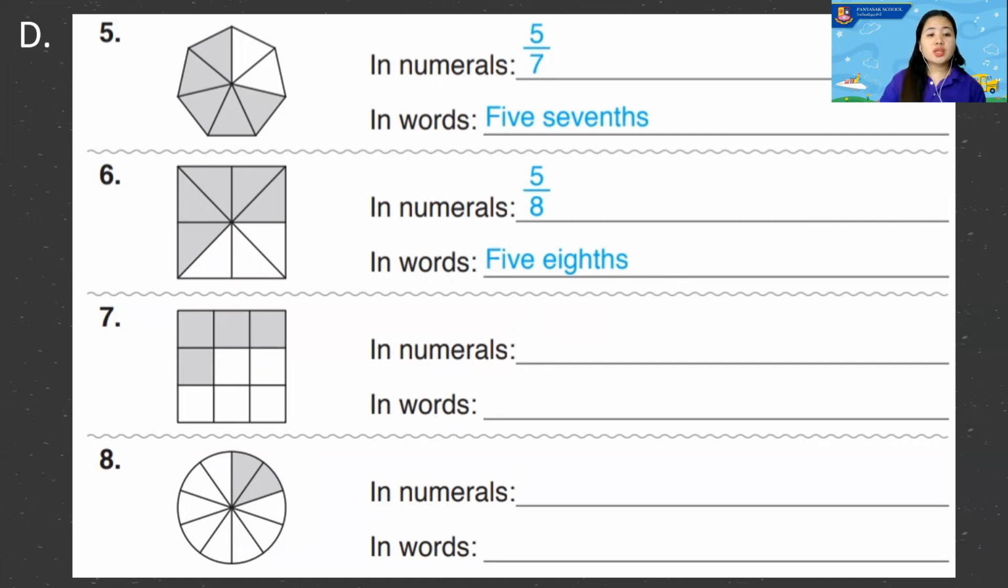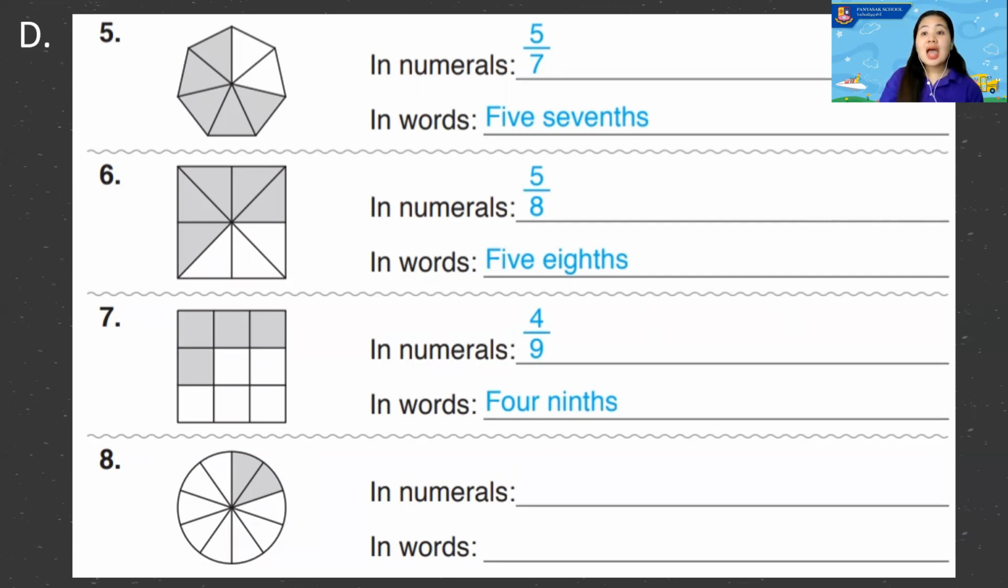Let's go now to number 7. How many shaded parts are there? 1, 2, 3, 4. So 4 is the numerator. How about the denominator? Let's count the total. 1, 2, 3, 4, 5, 6, 7, 8, 9. So 4/9. How will you write that in words? Four ninths, with THS.